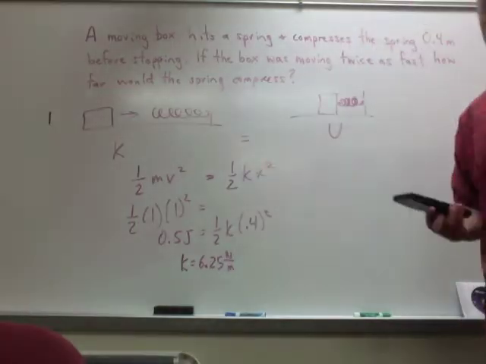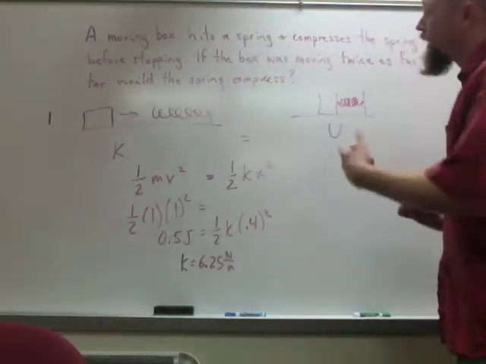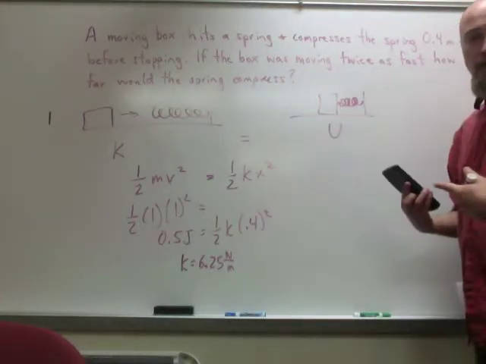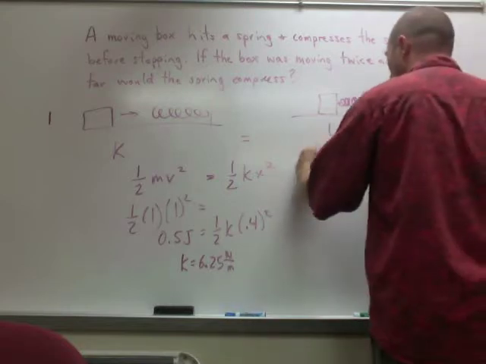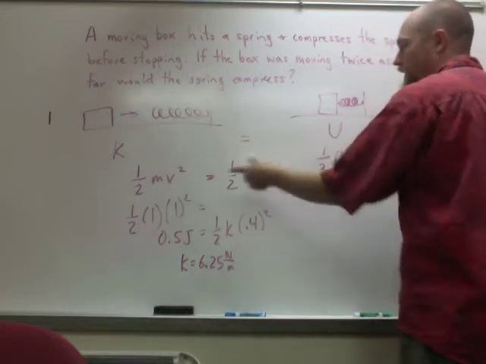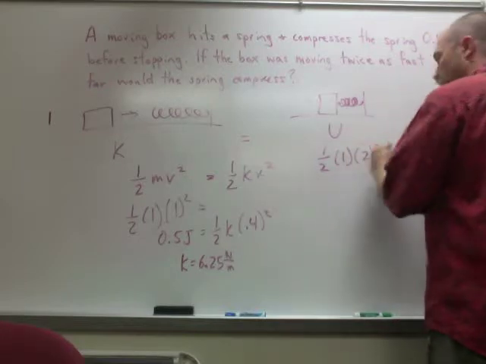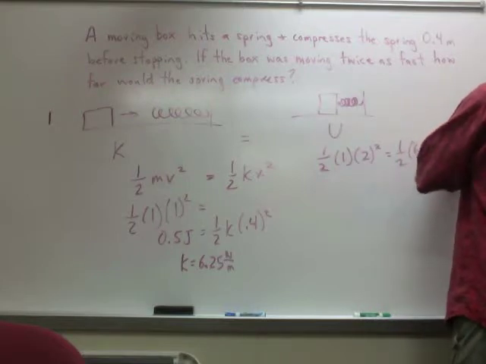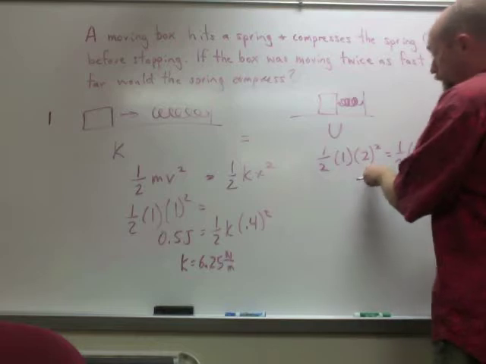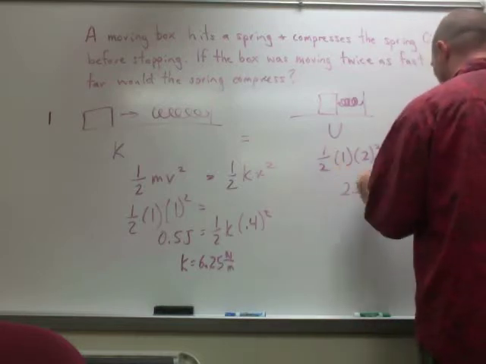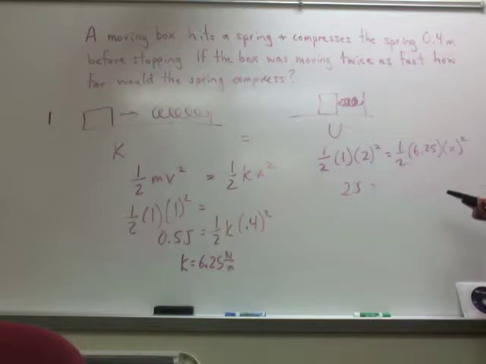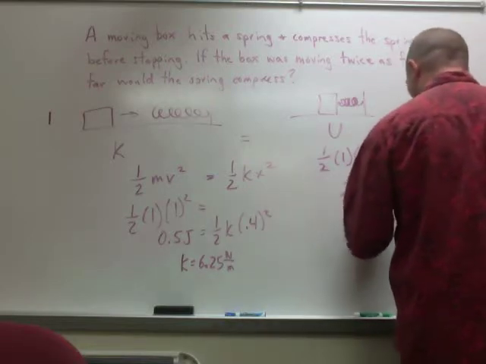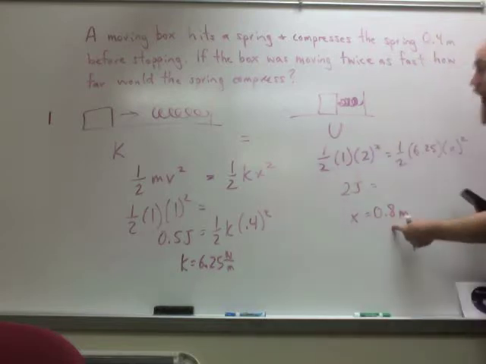Now I'm going to do the same problem, except I'm going to double my speed. So I'm going to say 1/2, my mass is still 1, but instead of 1 for my speed, I'm going to get 2 squared, equals 1/2 times k, 6.25, times x squared, and then I want to solve for x. So 2 squared is 4, times 1/2 is 2 joules. 4 divided by 6.25, take the square root, and I get 0.8. So I have my x equals 0.8 meters, and you go, oh, that's double that.